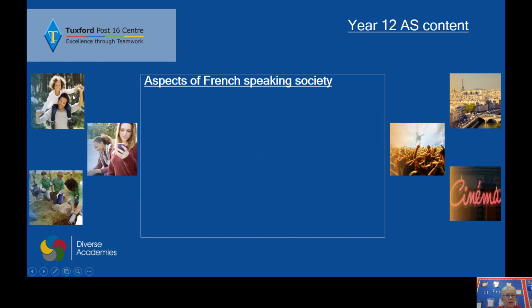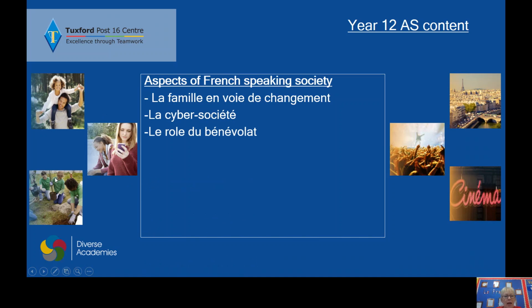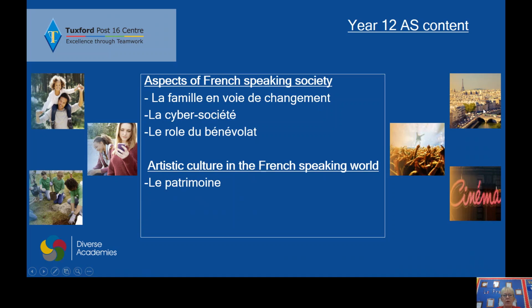So we've got the first one, which is La famille en voie de changement, so changing families in France and French-speaking countries. We've got La cybersociété, which is about technology and cyber society, and Le rôle du bénévolat, which is the role of charity work. And then another 3, we've got Le patrimoine, which is about cultural heritage in France. There's La musique moderne, modern-day music in France and French-speaking countries, and then Le cinéma is about cinema. So those are the 6 topics that you will cover in year 12.